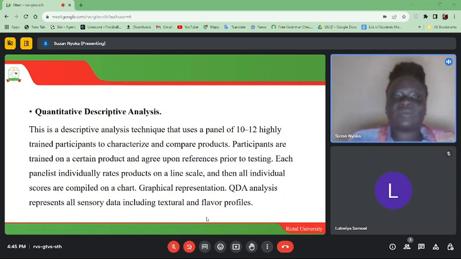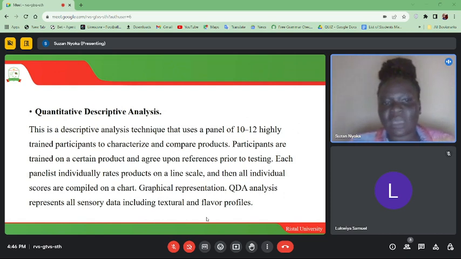And then the next is the quantitative descriptive analysis, which is still an example of this descriptive test. This is a descriptive analysis technique that uses a panel of 10 to 12 highly trained participants to characterize and compare products. Participants are trained on a certain product and agree upon references prior to testing. Each panelist individually rates products on a line scale, and then all individual scores are compiled on a chart. Then graphical representations are made.